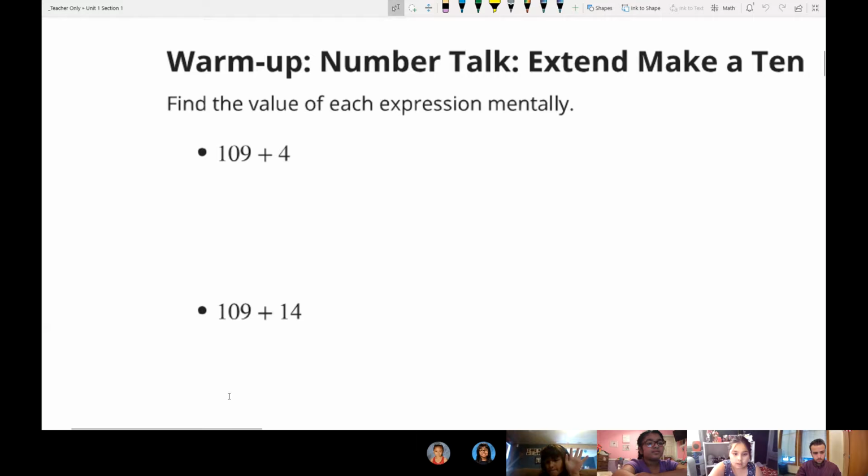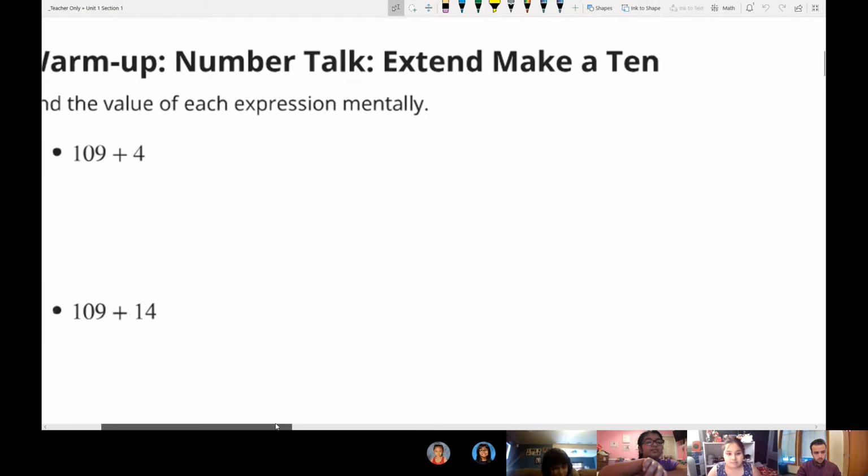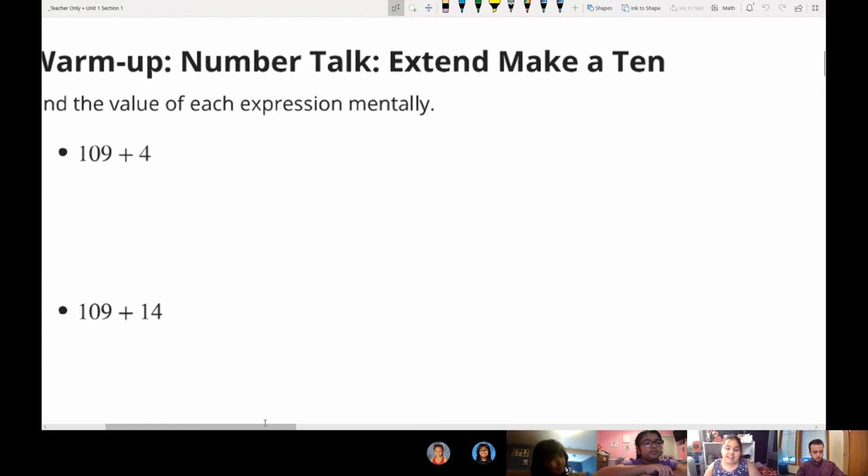Malia? Forget the 1 and the 0, add the 4 and the 9 and it equals 13 and 113. Okay, can you explain that again real fast? So forget the 1 and the 0 and add the 9 plus the 4 and it equals 13 and the answer would be 113. I gotcha.